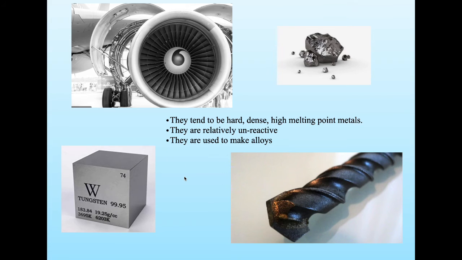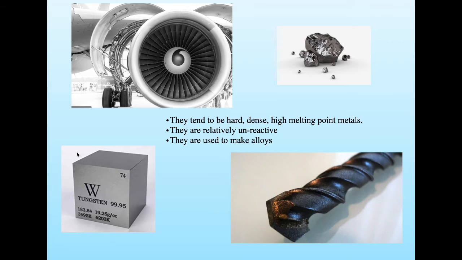Now let's have a look at a few of these photographs. We've got an aeroplane engine, so that's going to be something to do with alloys of the transition elements, potentially with iron and maybe even with aluminium, a mixture of those metals. They're unreactive. Well, they do exist. If you purify them, you can have them as their metallic form. They might form some kind of surface covering, but generally they don't react very fast. They're hard and dense, high melting point metals.